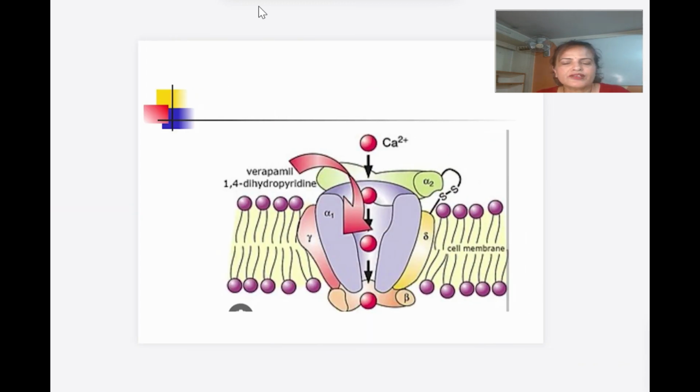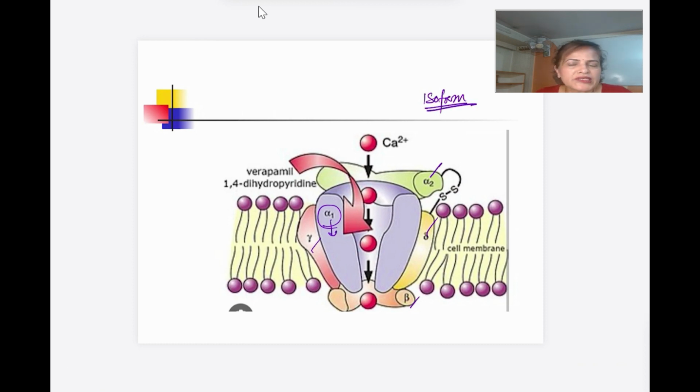Now this L type of calcium channel mainly has the alpha 1 subunit, which is going to enclose this ion pore. Along with that, the other subunits we have, you can see alpha 2, delta, beta, and gamma. All the three drugs mainly bind with this alpha 1 subunit, and their site is different. At different sites on alpha 1 they are going to bind, and all these alpha 1, alpha 2, gamma, beta, and delta are going to form different isoforms at different sites.